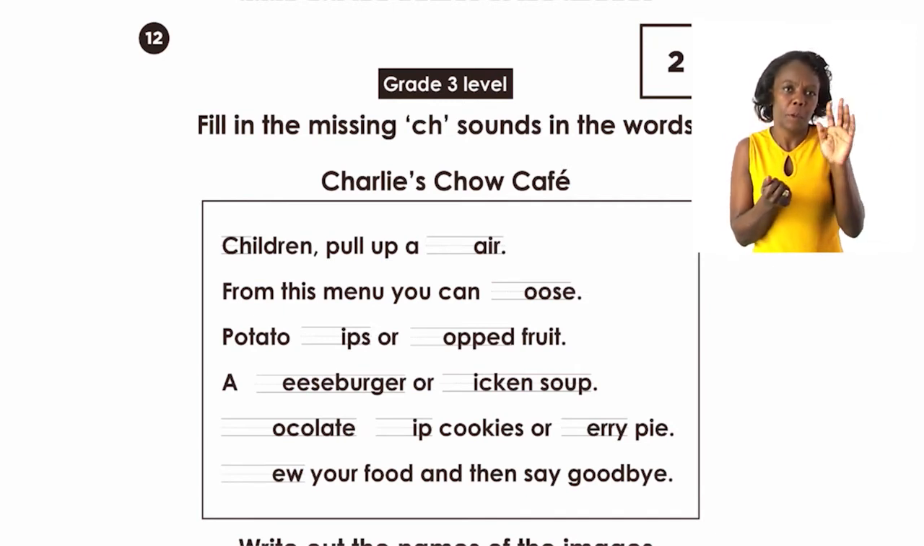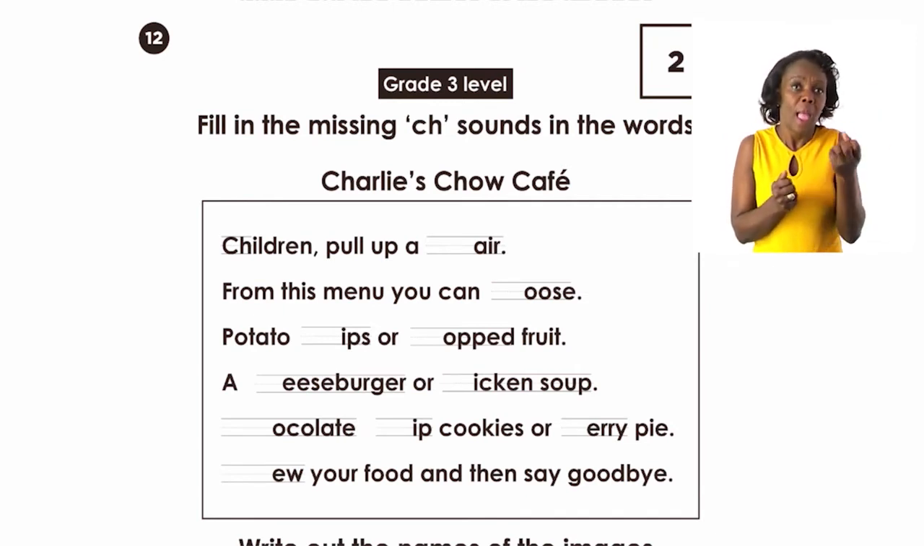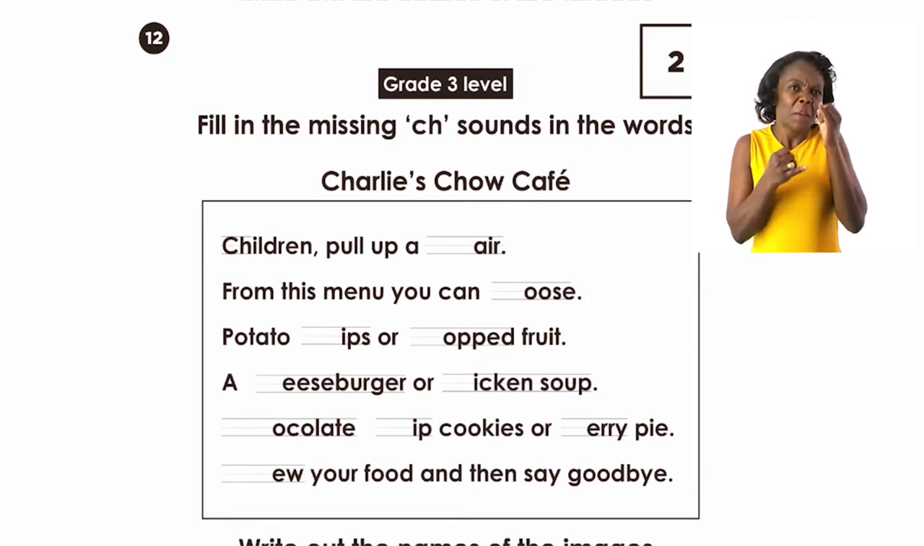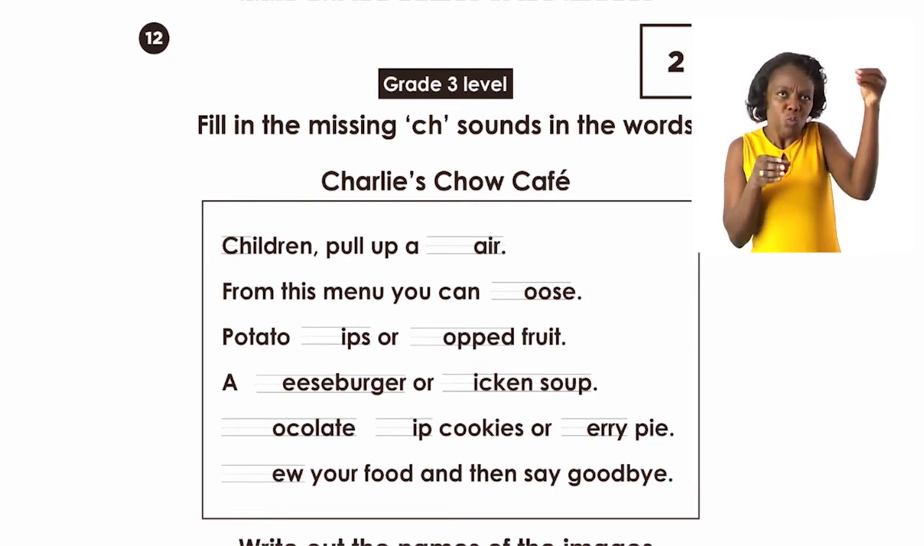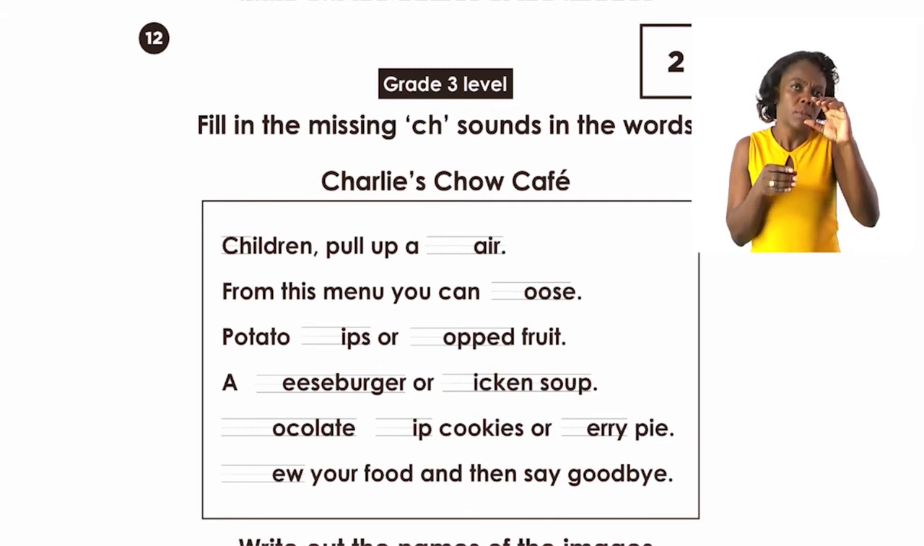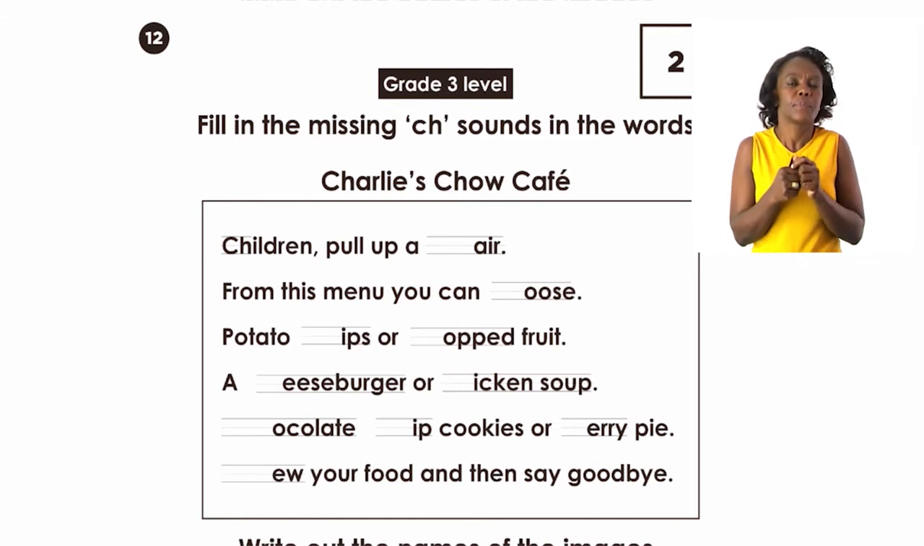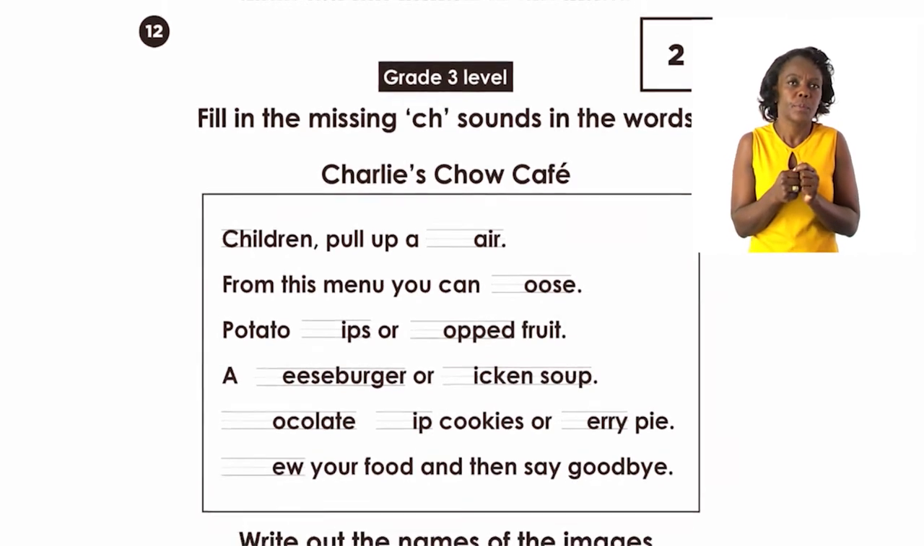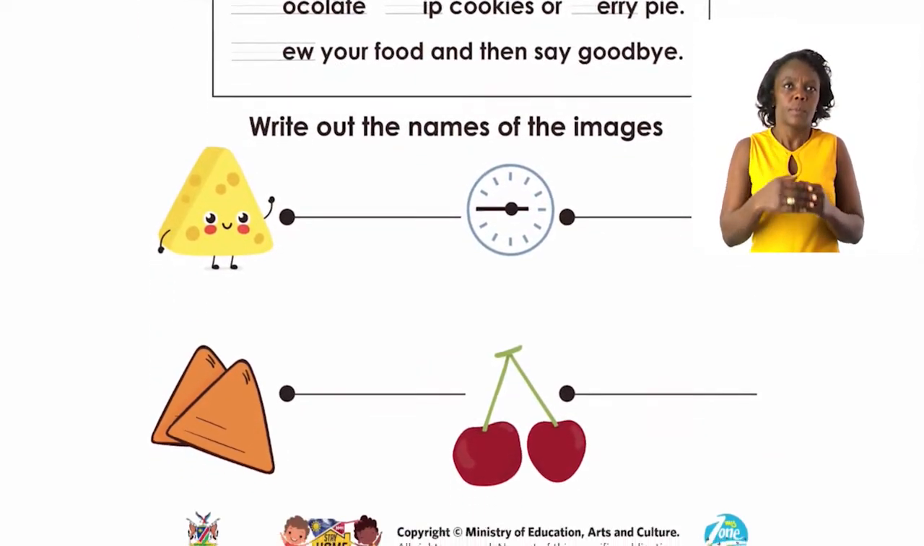So they have given you the words, but they have left out the sound. You are going to fill in the ch sound to make those words correct. Just put in the ch sound. You will make those words correct, and then you will be able to read this passage correctly. Thank you. Now look at the ones which are down. I'm sure you can do it as well.